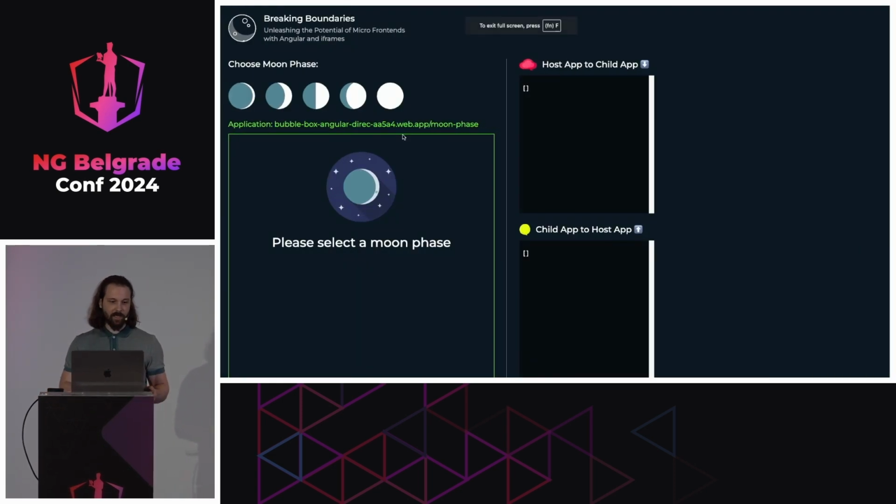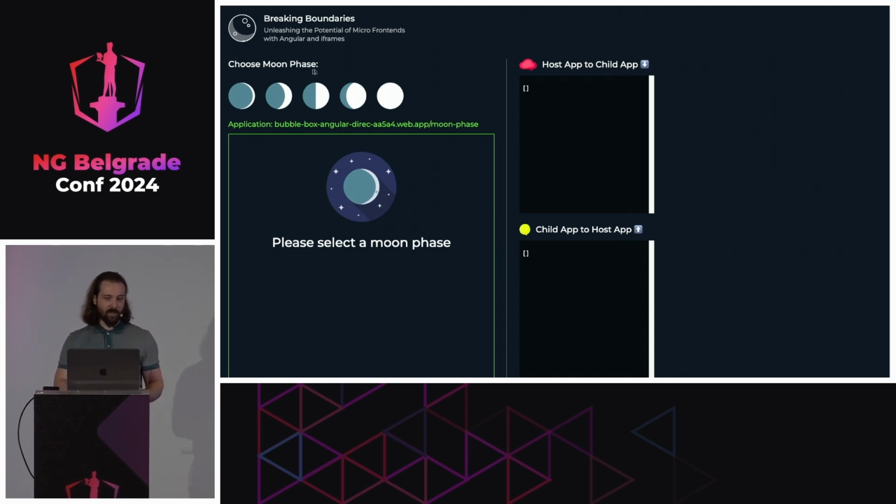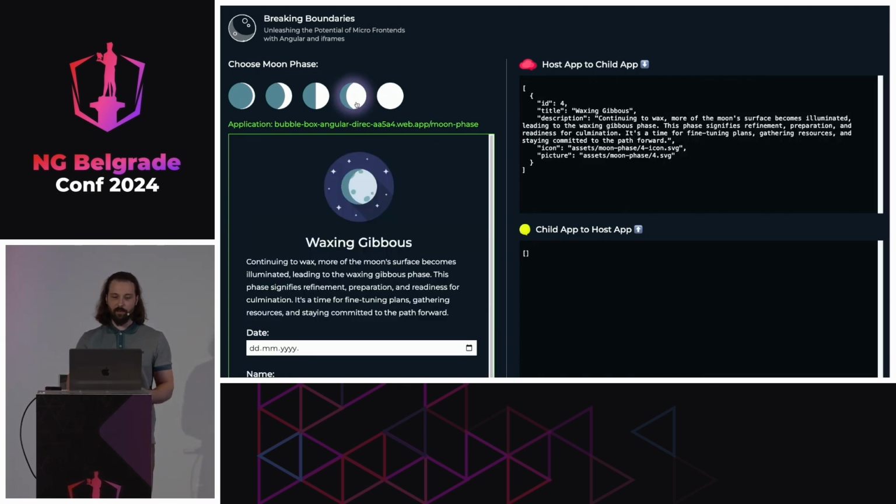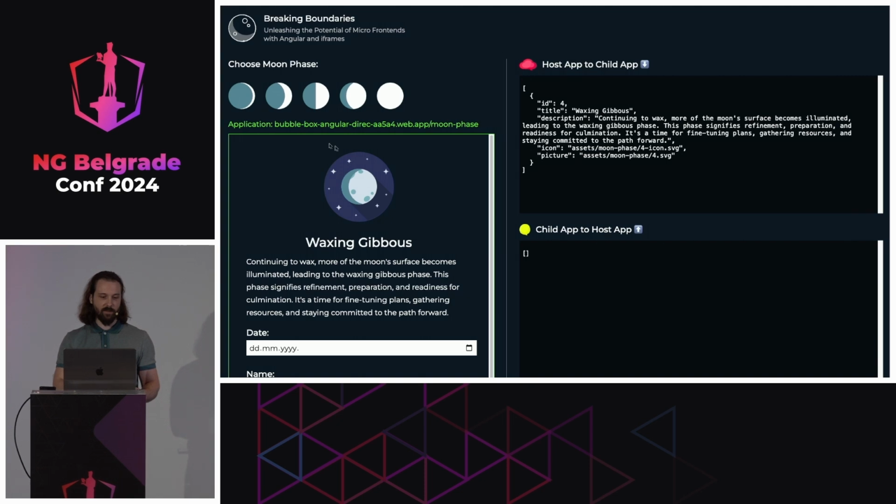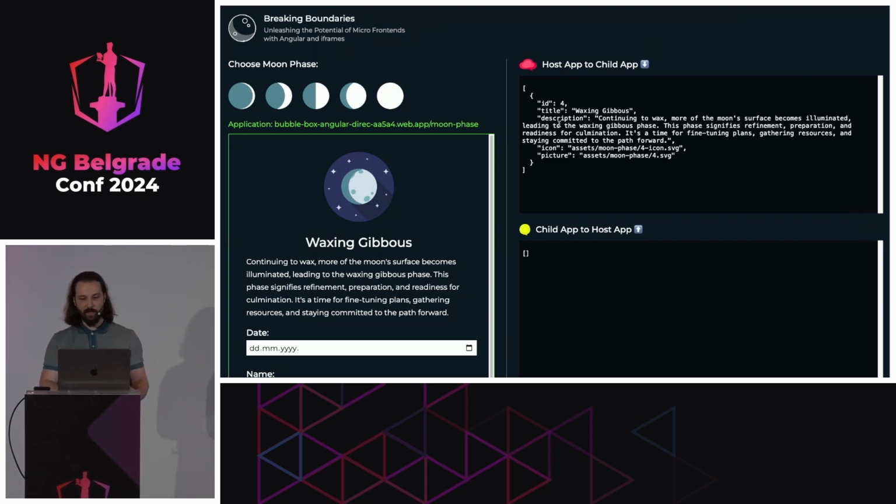In this case we are choosing the moon phase, and that is the host application that will call the API. Once the user chooses the moon phase, we are calling the API, and we are sending the data inside of our iFrame on the right side. So the ID, title, description, icon, and so on.